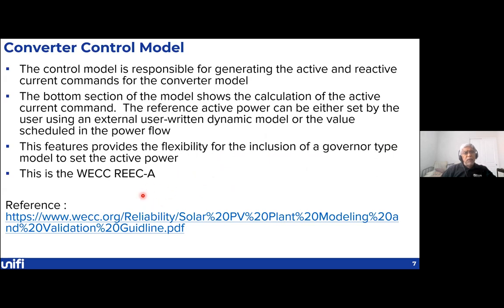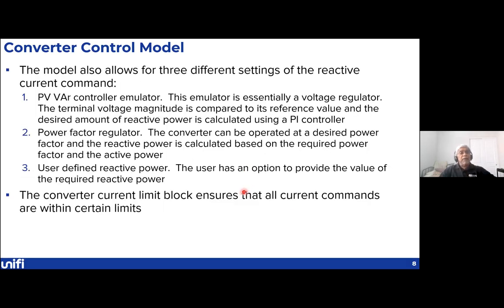So this is referred to as WECC's REECA model. And I've given you the reference in the slides. There is a wide range of background material available in this particular site. And added to that, a lot of actual on-site testing of this model compared to measurements has also been done. So this model is a very reliable model and worked very, very well.